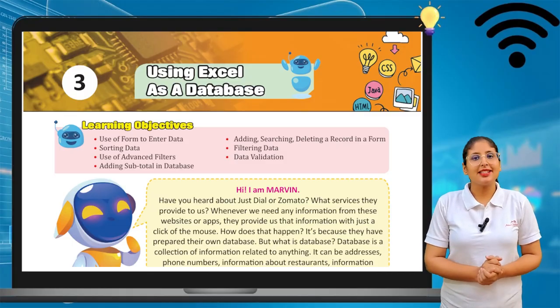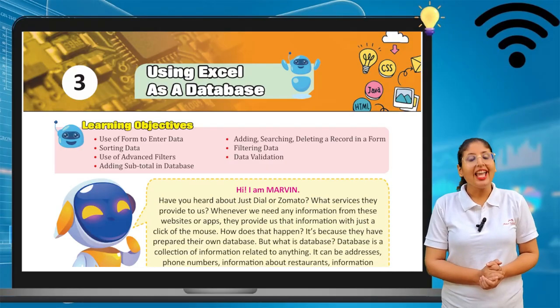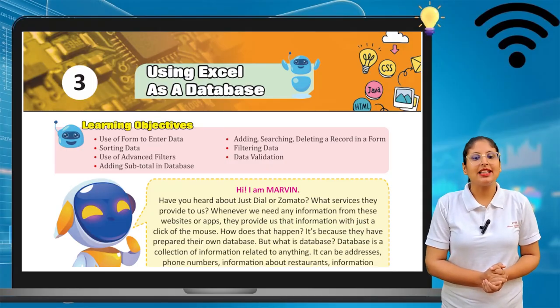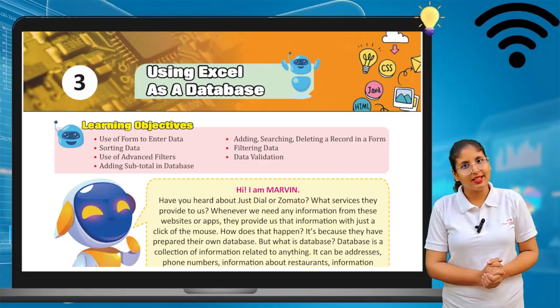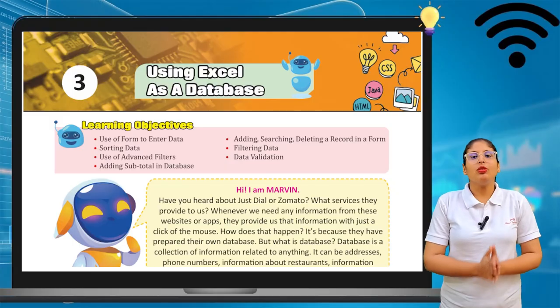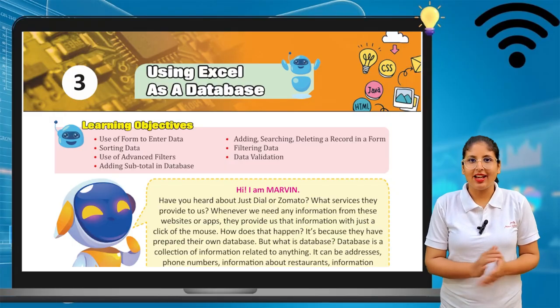So, my dear learners, here we will start chapter number 3 of your book. And the name of the chapter is Using Excel as a Database. This is the chapter name. So, my dear learners, what are the things that we are covering in this chapter? Let's have a look at it.